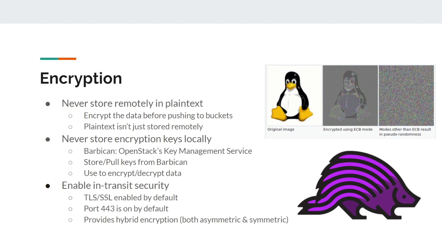And for encryption, we need keys. These keys are also never stored locally, because if a hacker gets into the system, they shouldn't be able to access our keys. So for this, we use Barbican, which is OpenStack's key management service. At the beginning, when a VM is initialized, it creates keys. And in the object storage API, it pulls keys from Barbican and uses those keys to encrypt or decrypt the data that's going up or down from the buckets. We also enable in-transit security. TLS/SSL is enabled by default. By that I mean port 443 is on, and this provides hybrid encryption.